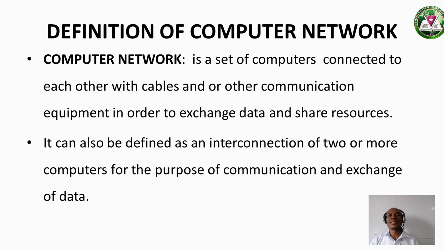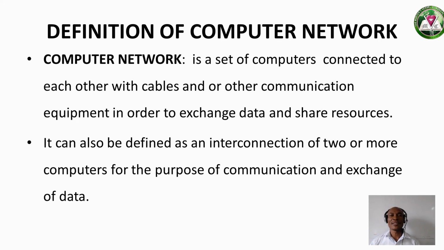So let's look at this. Computer network is a set of computers connected to each other with cables and or other communication equipment in order to exchange data and share resources. So when we talk about computer network, the computers can be connected with cables. They can also be connected without cables. You can have wired connections and wireless connections.